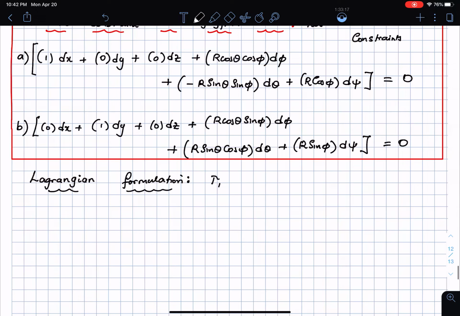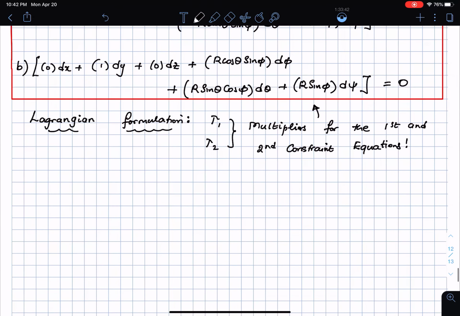Okay, lambda 1 and lambda 2 are multipliers for the first and the second constraint equations, which are shown above here. And here is the formulation. So here are my equations.